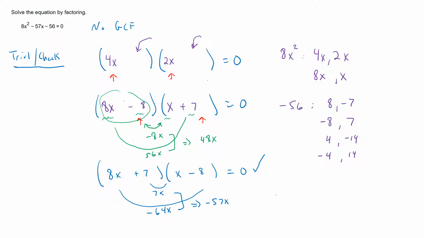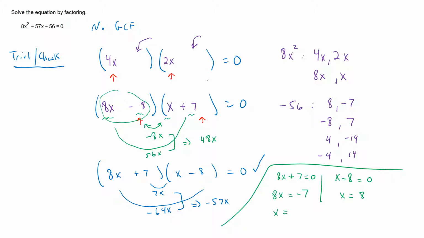But now that I have it factored, we set each factor equal to 0. So we're going to go 8x plus 7 equals 0, and x minus 8 equals 0. So we have x equals 8 as a solution, and subtracting 7 from both sides and then dividing by 8, x equals negative 7/8. So the solution set consists of the numbers negative 7/8 and 8.